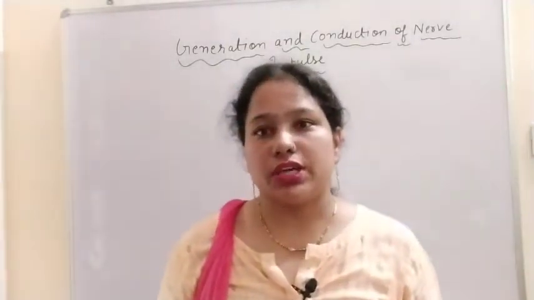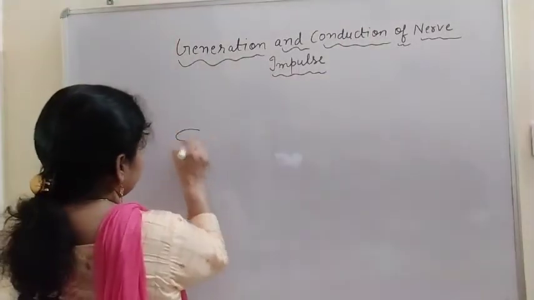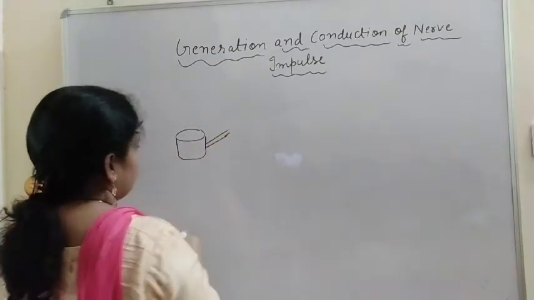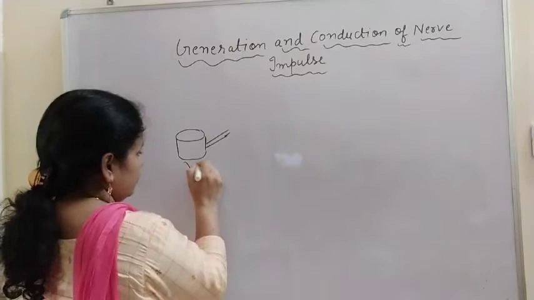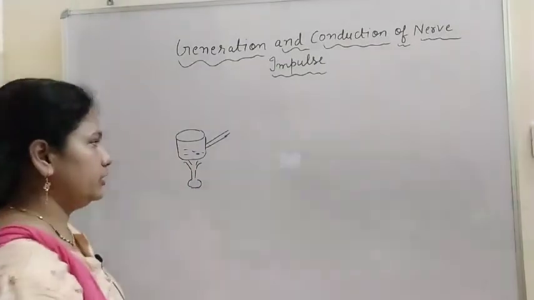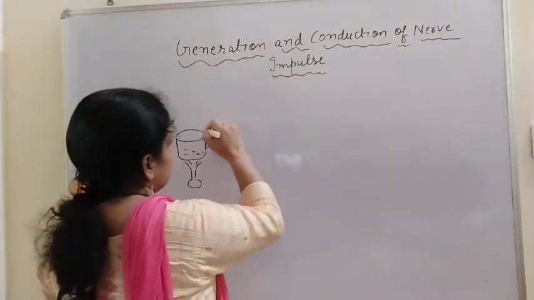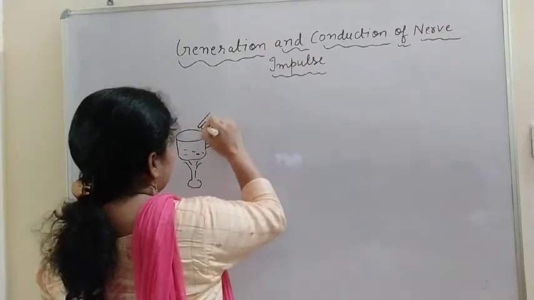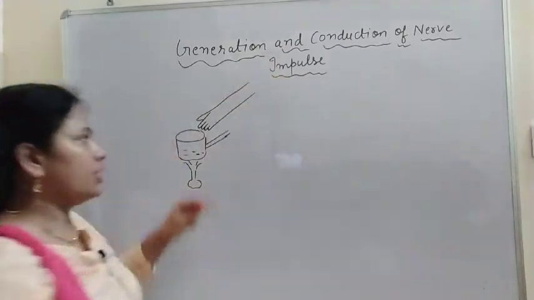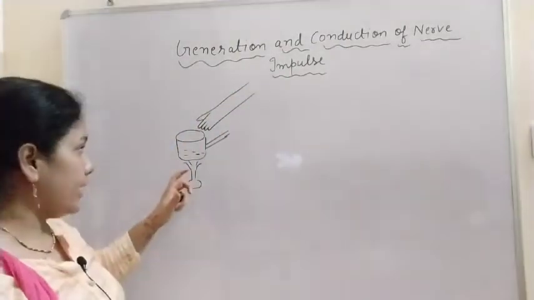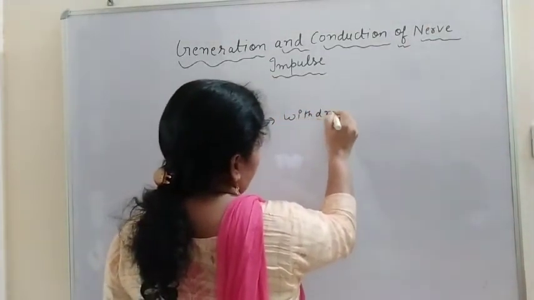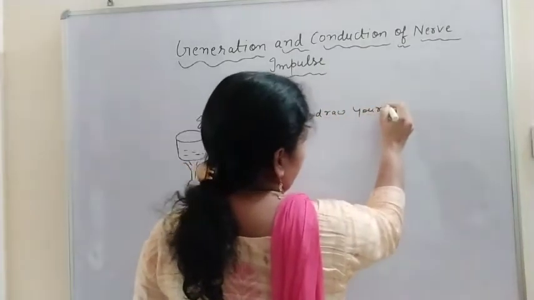Suppose we are touching a hot object, like here one fry pan, and this fry pan is very hot because water is boiling in it. And if this fry pan is suddenly touched by your hand, what happens? You just withdraw your hand.